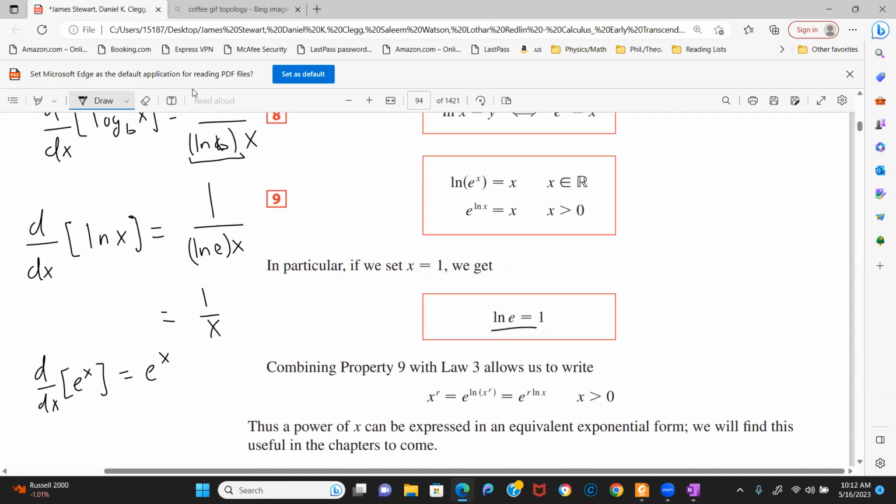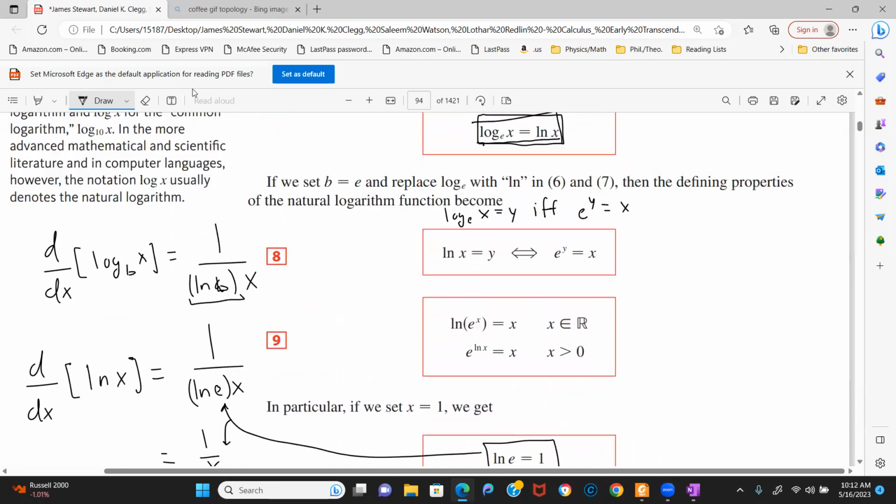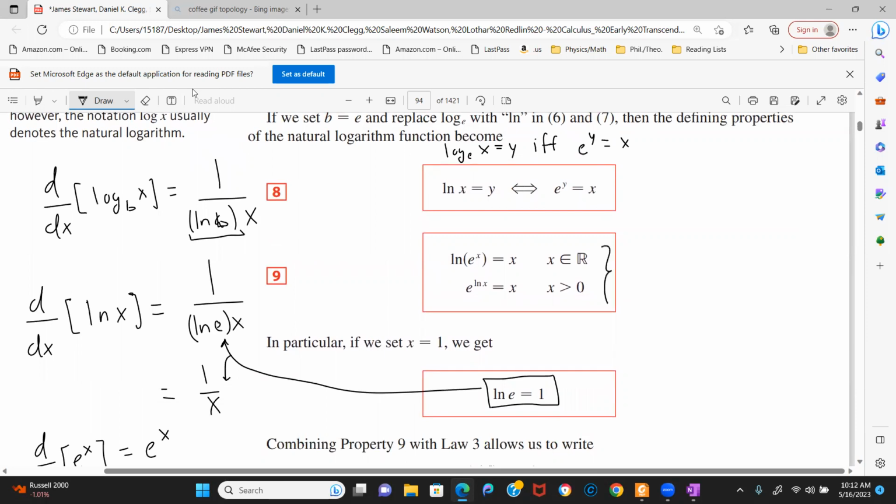Oh yeah, so here I just used this fact right here. Ln of e is 1 to go from here to here. So ln of e is 1. So these are just the cancellation properties applied to the natural log, just using this new notation that we set up.